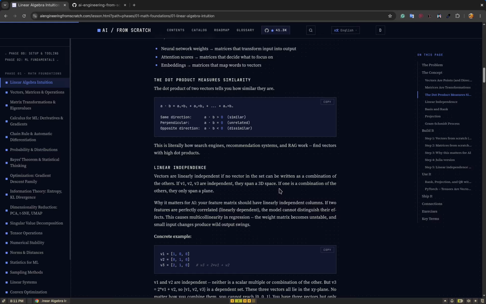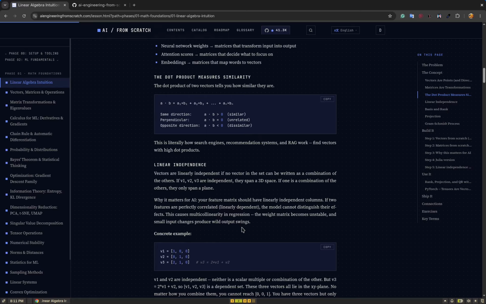If one is a combination of the other, meaning one is in the same space as the other, then it's just a plane. Why does it matter? Your features should all have linearly independent columns. If two features are perfectly correlated, linearly dependent, the model cannot distinguish their effects. They cause multicollinearity in regression. The weight matrix becomes unstable and small input changes produce wild output swings.